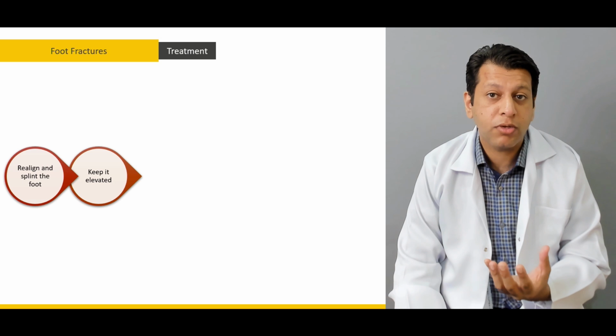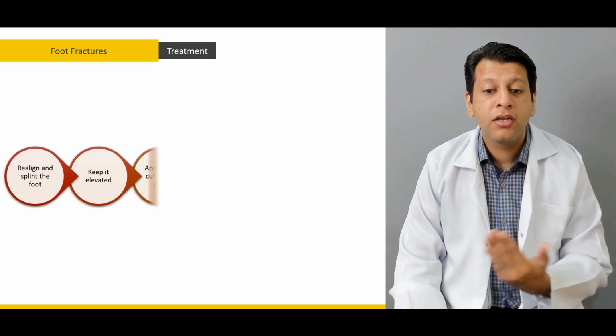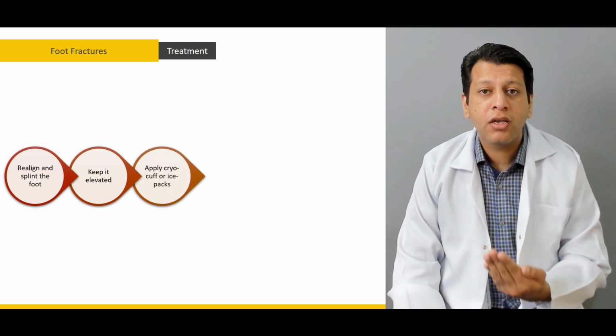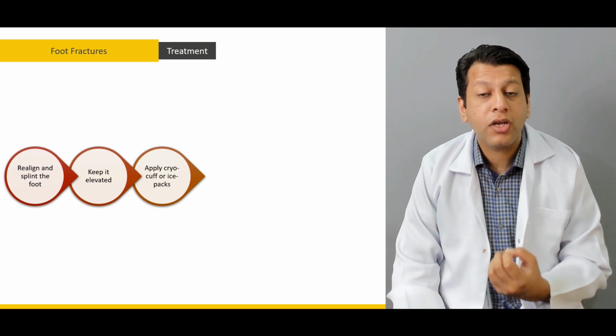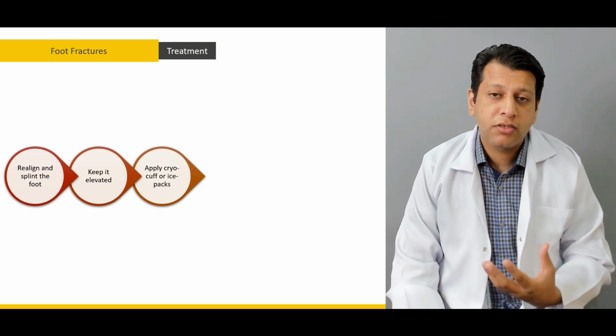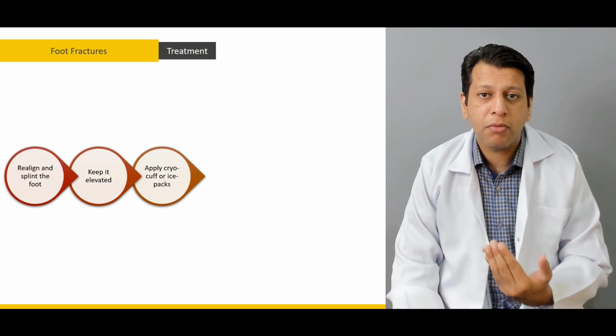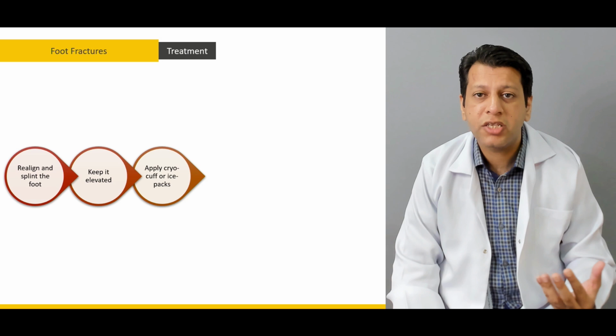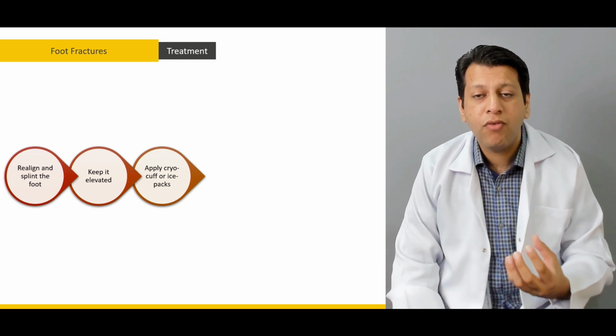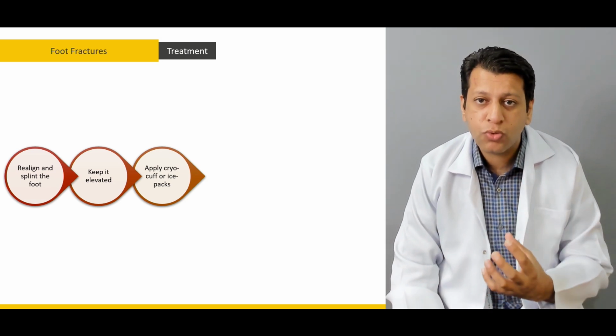Then to prevent excessive swelling, which can eventually lead to compartment syndrome and could be disastrous for the patient, just keep it elevated. And further, to prevent swelling, either apply cryocuffs or ice packs. Usually ice packs are good enough, and you have already splinted because the crepe is already applied on the foot as well. You can just apply the ice packs. Why? Because elevation and ice packs will prevent further swelling.